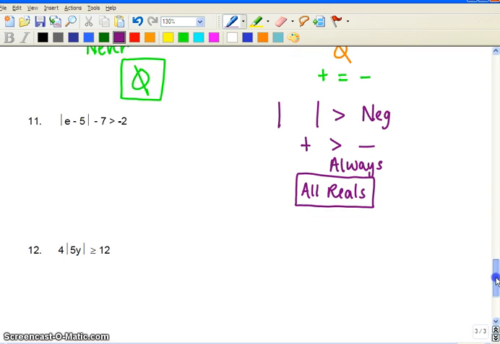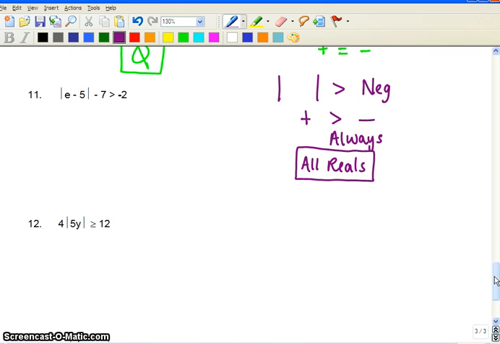Okay, number 11. We have to isolate the absolute value. So we're going to add 7. We have to do that before we can look for our special cases. Otherwise, people will start giving me no solutions in real numbers right here, and as you can see, that's not correct, because now there isn't a negative number out there. So we have it isolated.